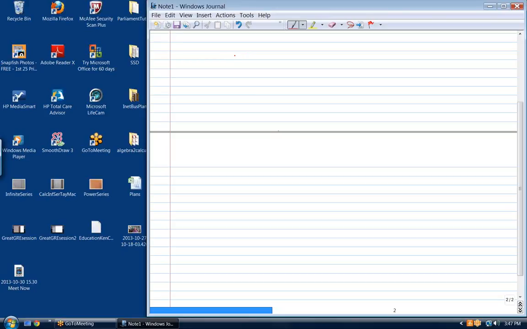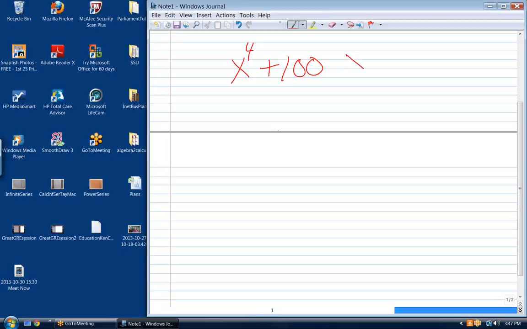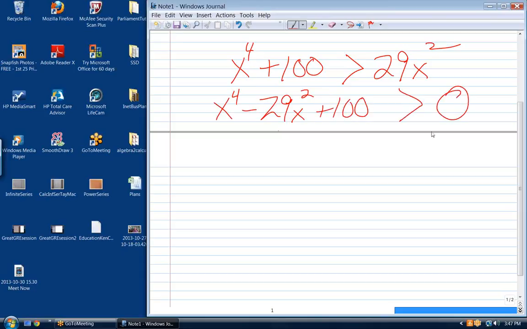Okay. So it says x to the power of 4, I hate it already. Go ahead. Plus 100 is greater than or equal to 29x squared. Okay. And it wants you to find and graph the solution for the inequality. Okay. So we need to move our 29x squared to the left, leaving 0 on the right. Right? Yeah. It's a permissible step.